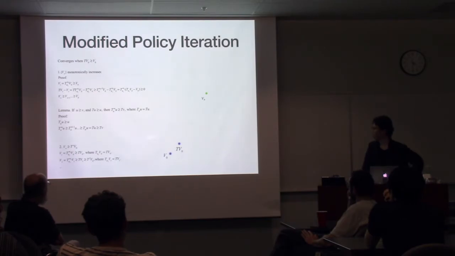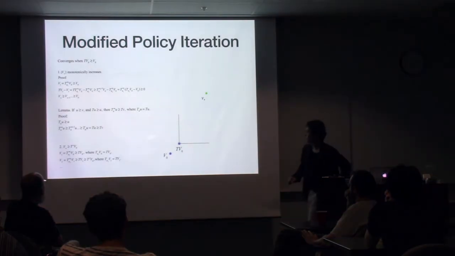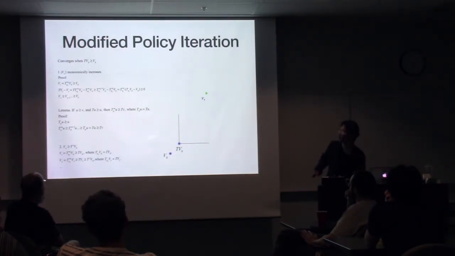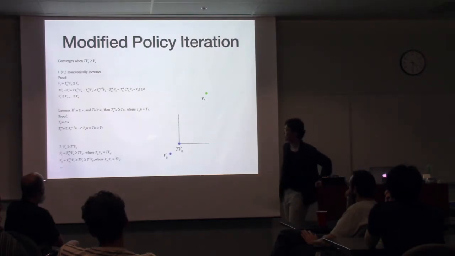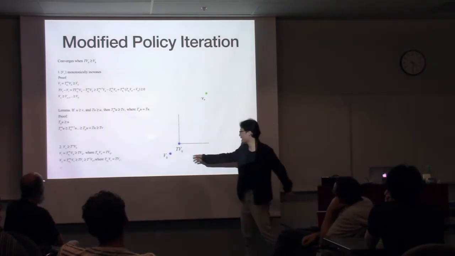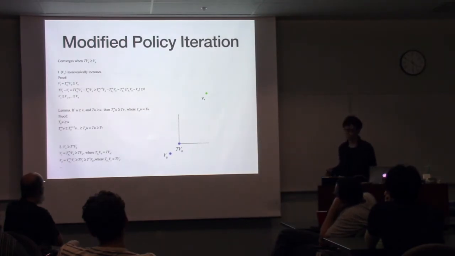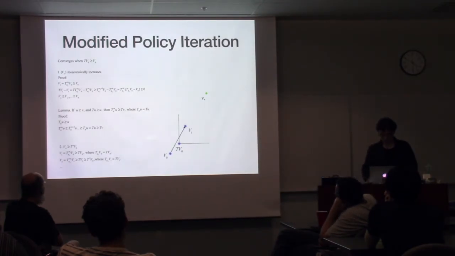Because we have this assumption that TV0 is better than V0, we know that TV0 is on the upper right part of V0. And for V1, since we know that V1 is going to be better than this TV0, I basically draw the area of this TV0, and V1 just projects to this place.